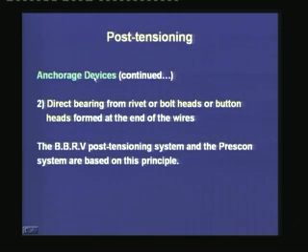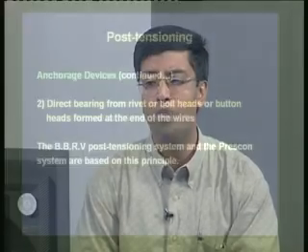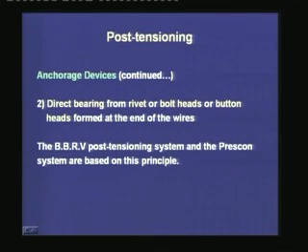The second type of anchorage device is based on direct bearing from rivet or bolt holes or button heads formed at the end of the wires. Again, there are different types of patented system. The BBRV post tensioning system and the Prestressed system are based on this principle of direct bearing of the button heads or the rivets against the concrete.